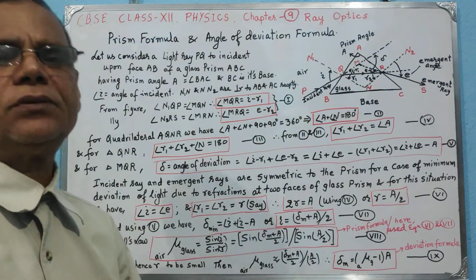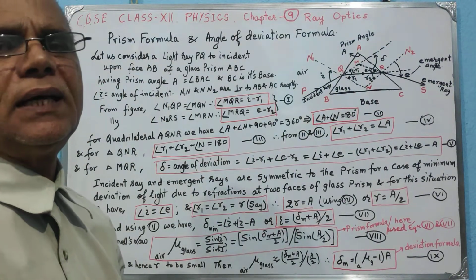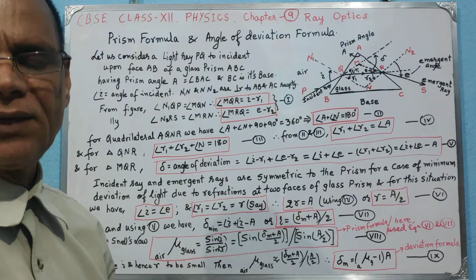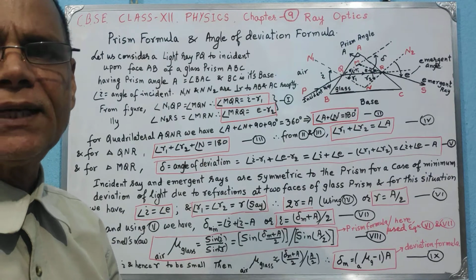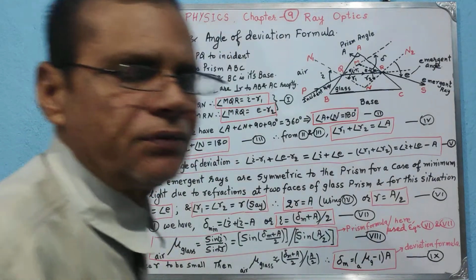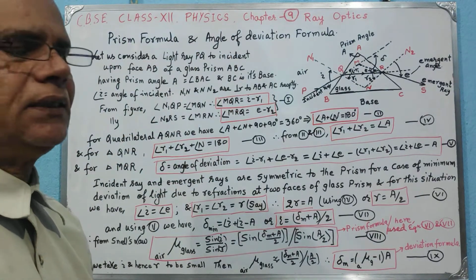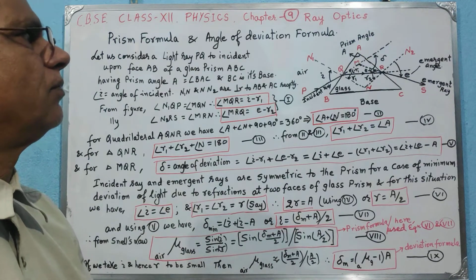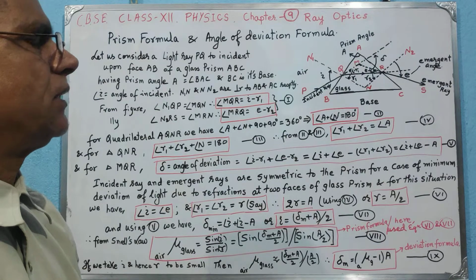Dear students, today we are going to derive the famous formula known as the prism formula, and we shall also derive an expression for the angle of deviation in terms of refractive index and prism angle. Well, what is a prism and what is the prism angle?